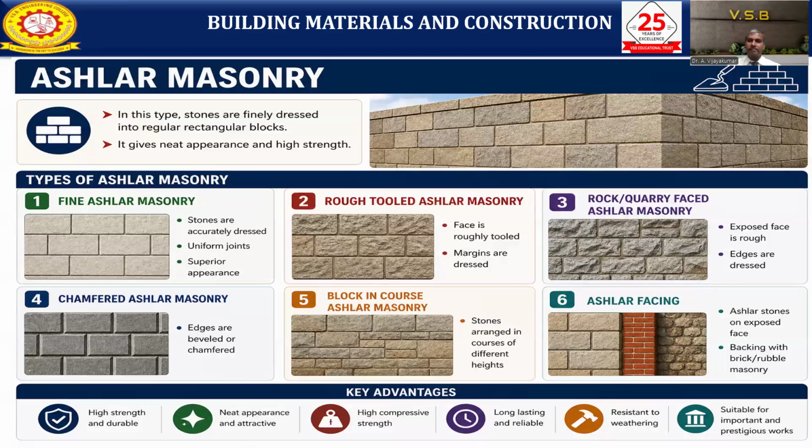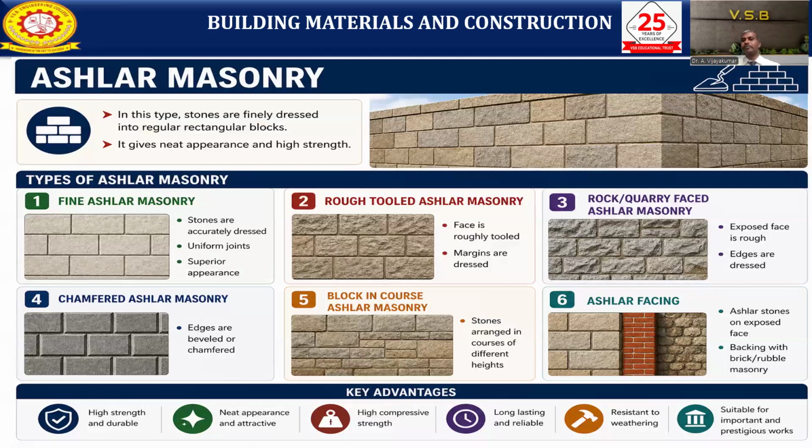One is fine ashlar, where stones are accurately dressed, all the joints are uniform, and it is used where superior, important work is required. Then rough tooled ashlar masonry, which we use for elevation purposes, where the face is roughly tooled and the margins and corners are made a uniform size and settled properly. And the third type, rock or quarry face ashlar masonry.